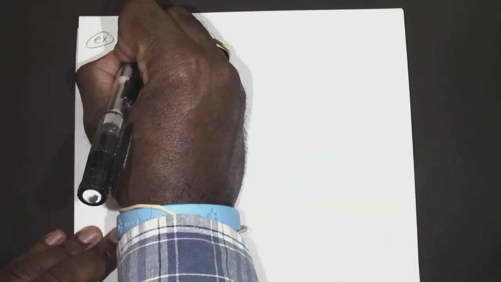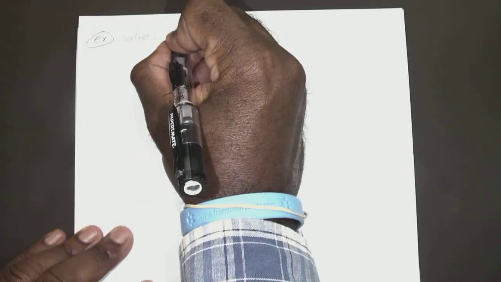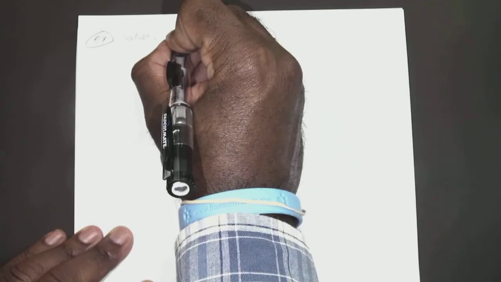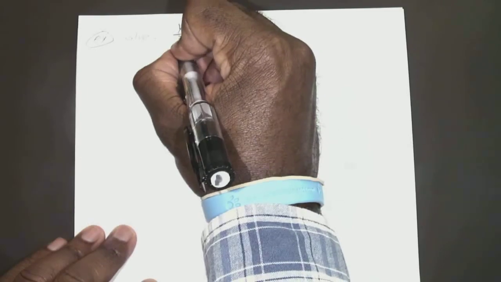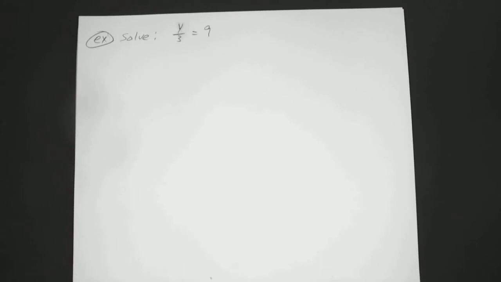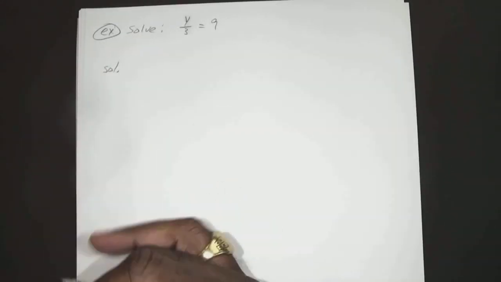Okay, so what if we have to solve y over 3 equals 9? So y divided by 3 equals 9. You have to figure out what y is.